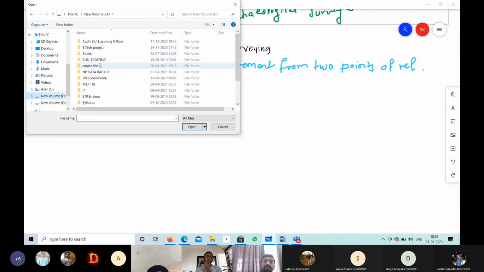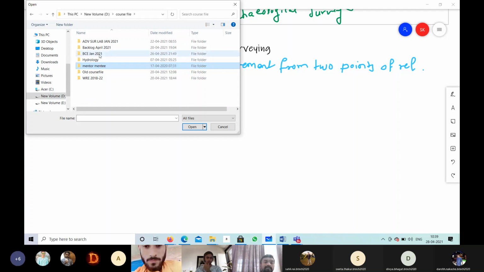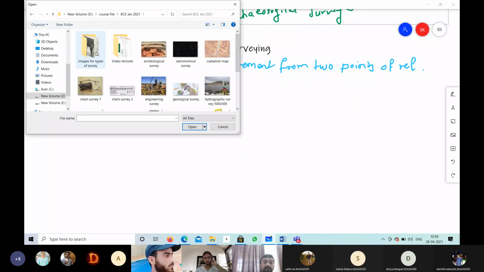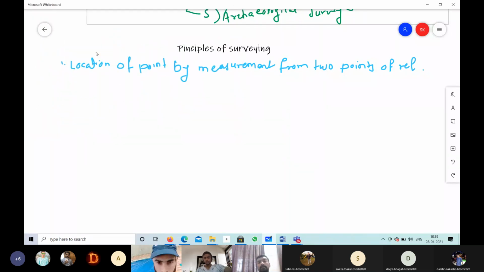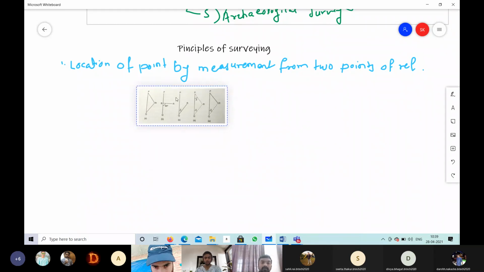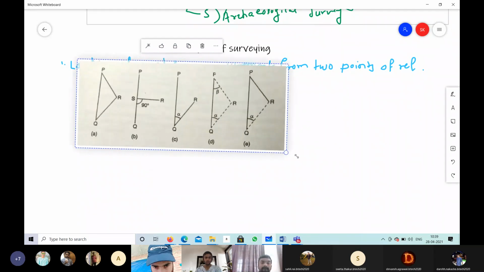Generally, when we say the distance is 5 meter, in the last session also I told you that it doesn't have any meaning. But when we say the distance is 5 meter from point A, it means that A is a reference. So from that reference point, here you can see the image. I will just make it large so that it will be visible to you.